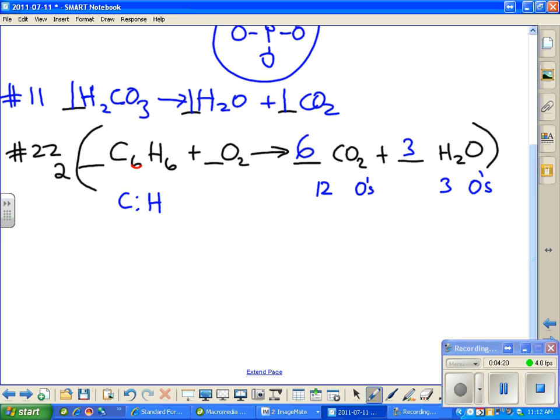So that makes this a 2 for the C6H12, right? It makes this 6 into a 12. It makes the 3 into a 6. And now, what does the coefficient of oxygen have to be? 15. Are we good?